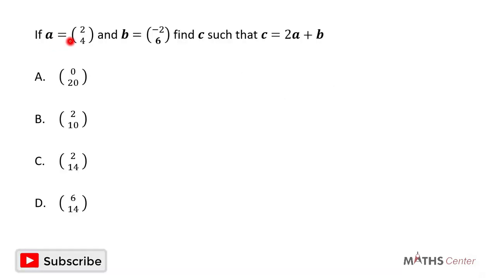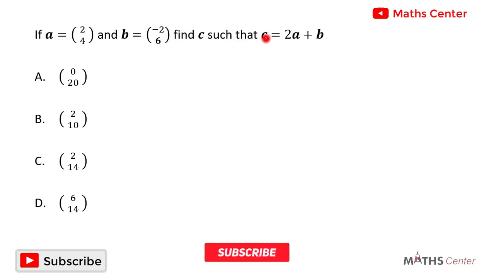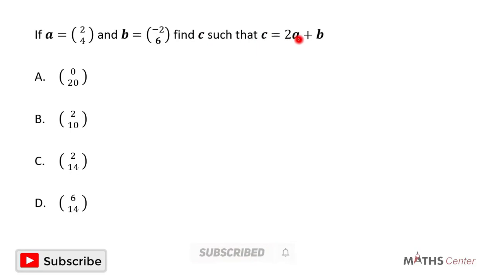If vector A has the components 2, 4, and vector B has the components negative 2, 6, find vector C such that vector C is equal to 2A plus B. This is a multiple choice question, and so we will solve the question, and after that we will pick the correct option. Vector C is equal to 2A plus B. We have the components of vector A and vector B, so we can substitute them into this equation to get the components of vector C.